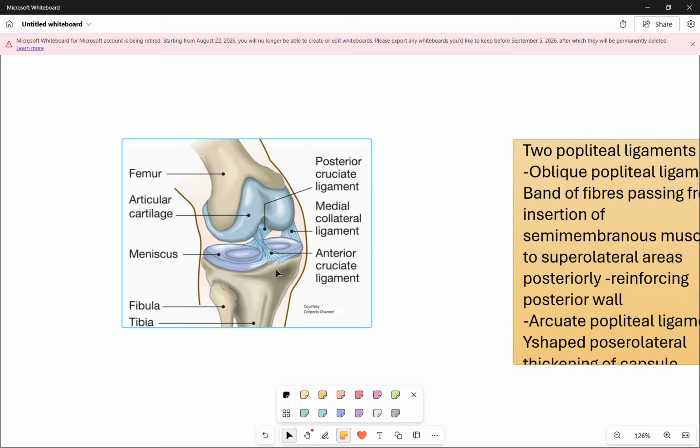Here you see some of the important ligaments. Anterior cruciate ligament arising from the anterior part of the tibial plateau, going backward and superiorly and getting attached to the lateral condyle of the femur. This is posterior cruciate ligament arising from the posterior part of the tibial plateau, going upwards and anteriorly and getting inserted to the medial condyle of the femur. And you can very well see the X-shaped crossing, and that's why it is known as the cruciate ligament.